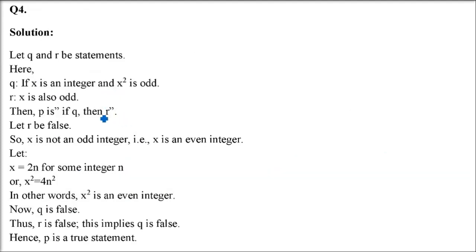Now question number 4. Show that the following statement is true by the method of contrapositive. Let me tell you the statement first. If X is an integer and X square is odd, then X is also odd. This is our statement. This is an example also in the ebook, where it is solved.